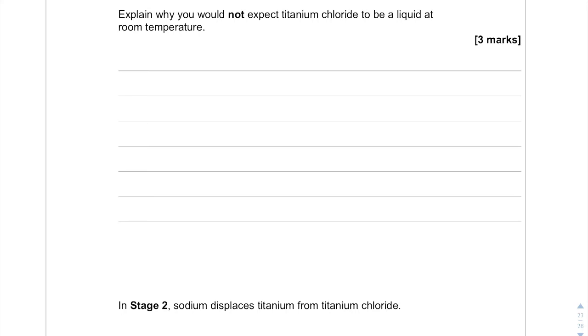Now we have 8.4, titanium chloride is a liquid at room temperature. So just why you wouldn't expect titanium chloride to be a liquid. So what you expect titanium chloride to be is, well, a solid, because of its ionic structure. It's a metal bonded with a halogen. So expected giant ionic structure.